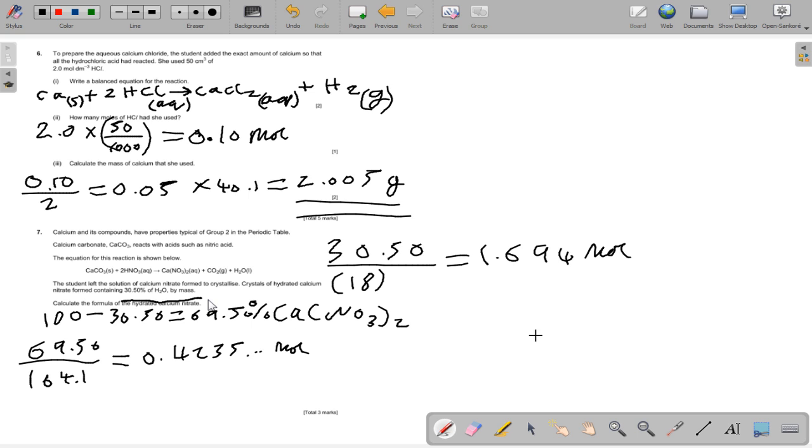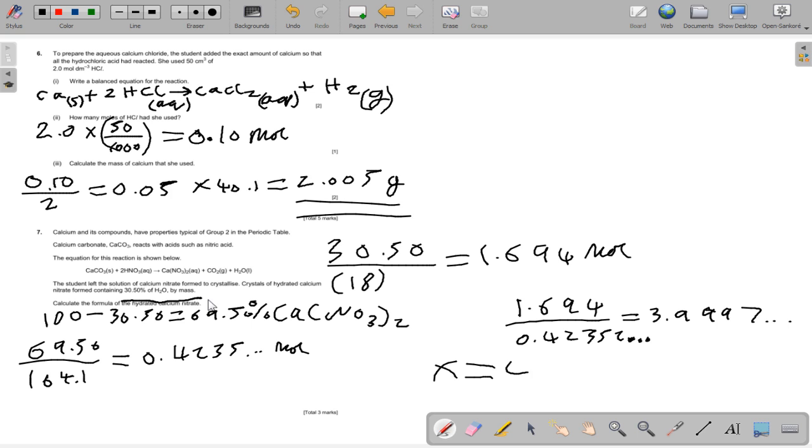So now, putting 1.694 all over 0.42352, use the full calculator's display, or otherwise you might get a very odd number, which is not the answer, and then you will kick yourself over and over for not getting the number. If you get this far, then you are the master. So therefore X is 4. We have 4 H2O molecules for every hydrated calcium nitrate molecule. So that's it for these particular past paper question sets.